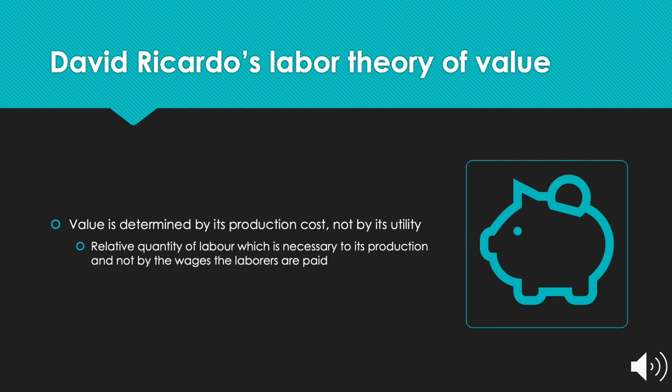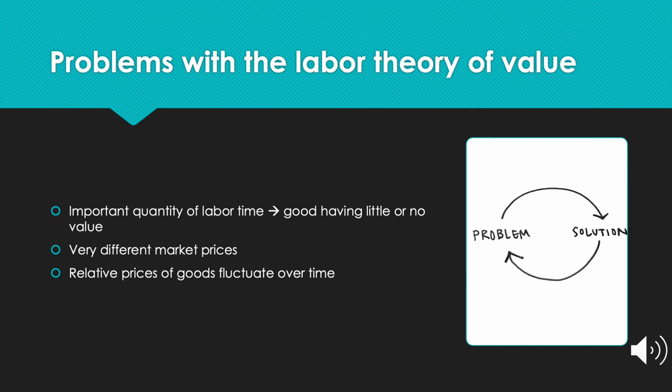He wants the value of a good to be represented by the relative quantity of labor which is necessary to its production and not by the wages the laborers are paid. It is possible to spend an important quantity of labor time on producing a good that ends up having little or no value. Goods that require the same amount of labor time to produce often have very different market prices on a regular basis, and the observed relative prices of goods fluctuate over time regardless of the quantity of labor time needed for their production and often do not maintain a natural price.